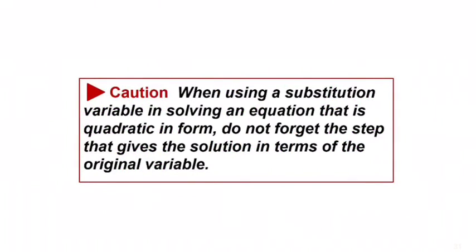One of the biggest mistakes people make on equations like this is they get their answer in terms of u, and they forget to do the last step and get their answer in terms of x. It's really important that you get your answer back in terms of the original variable.